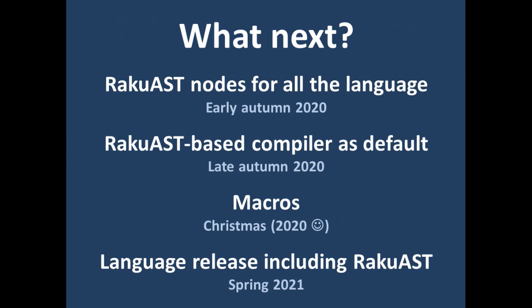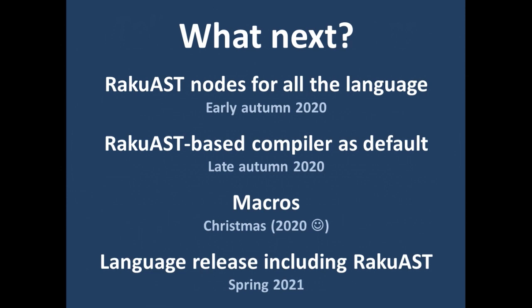So what next? Where from here? I think by early autumn this year, we'll have RakuAST nodes covering all of the language. In principle, that means that we're then done. In reality, life is never quite that straightforward. I'd say we should expect a couple of months of negotiating with the specification test suite and the modules and trying to make sure that we're not regressing things there.